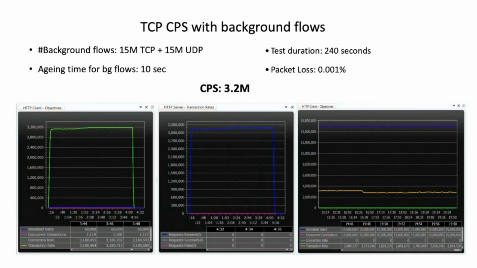So in this scenario, since we already have background flows and background traffic flowing for those flows in the network, we are able to achieve a CPS of 3.2 million. And this is with minimum loss, 0.001% packet loss. And the requirement for Dash is 3 million CPS. So yeah, this meets those requirements.